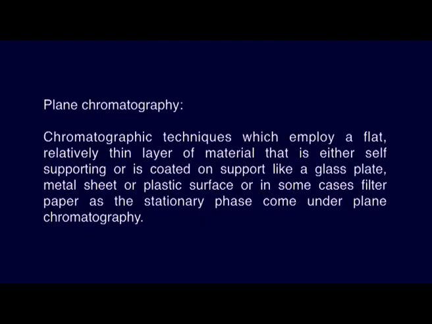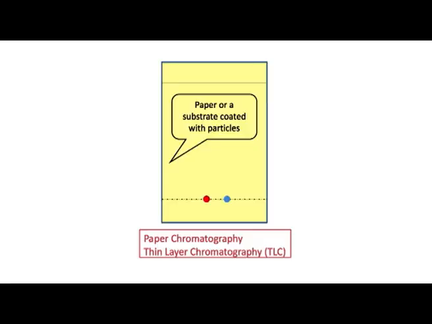Plane chromatography covers the chromatographic techniques which employ a flat, relatively thin layer of material that is either self-supporting or coated on a support like a glass plate, a metal sheet or plastic surface, or in some cases a filter paper, as the stationary phase. Here the mobile phase is a liquid that moves through the stationary phase by capillary action. Plane chromatography can be further classified into two according to the nature of the stationary phase we are going to use. One is paper chromatography, which is the most important, and the other is thin layer chromatography.